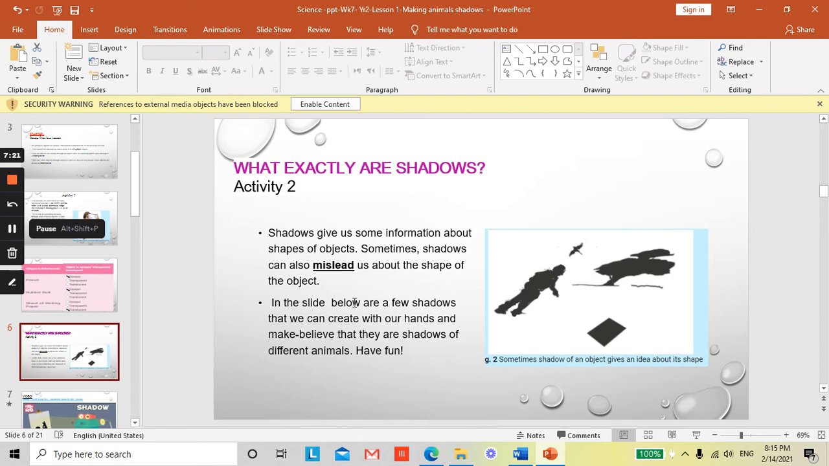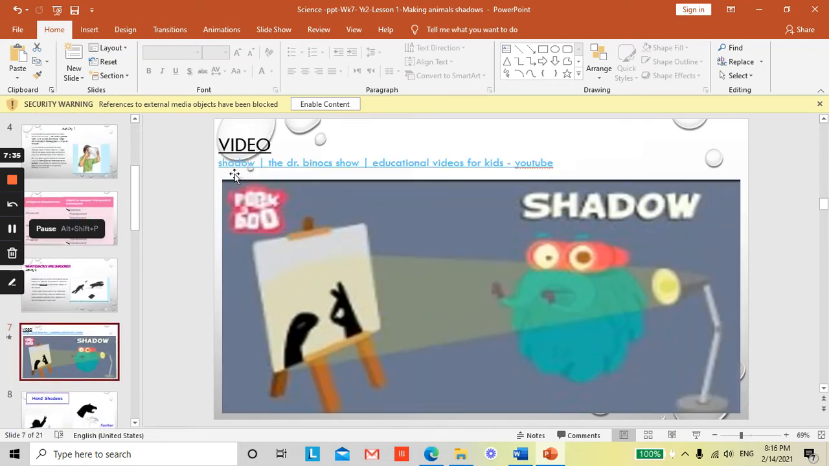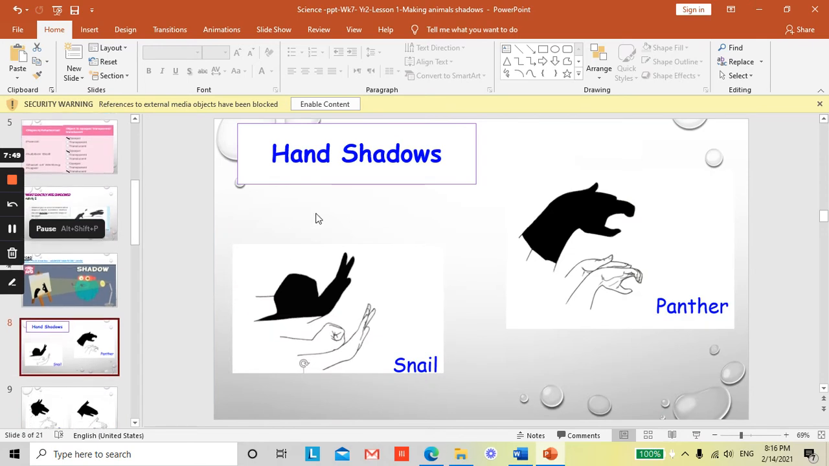In the slides below are a few shadows that we can create with our hands and make believe that they are shadows of different animals. Have fun. So we have a video here. You can watch through this video later after we finish. Watch the video, or you can stop where you are, watch the video on YouTube, and then you continue. Let's look at the shadows.